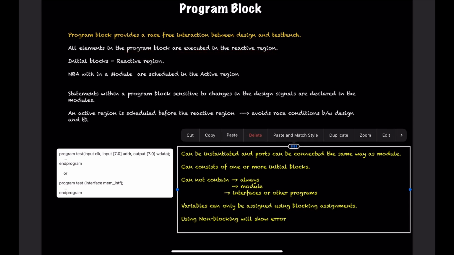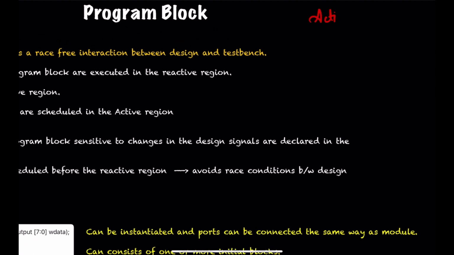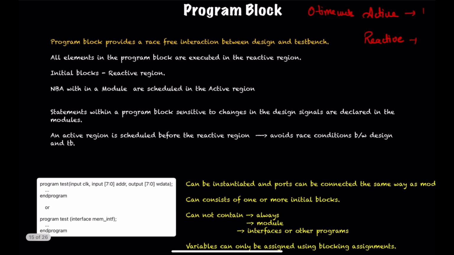So we have two main regions of operation. Let's say active and reactive. These two regions happen at 0 time units. The active region will execute first and then the reactive region will execute. So we can say all the elements in the program block are executed in reactive region.